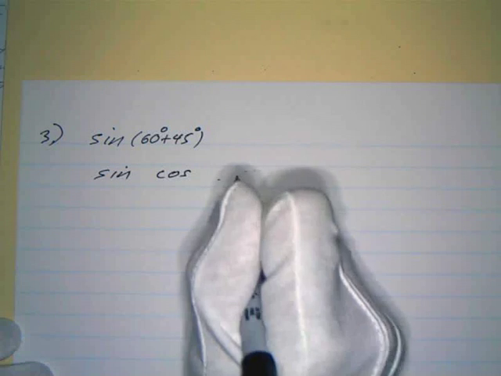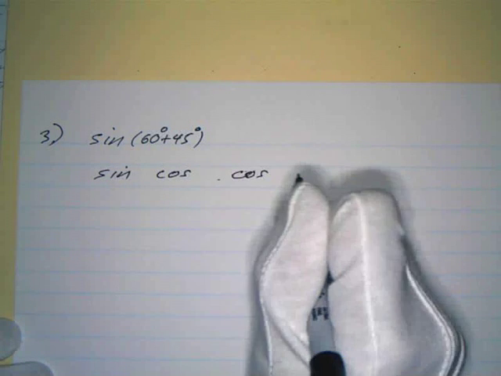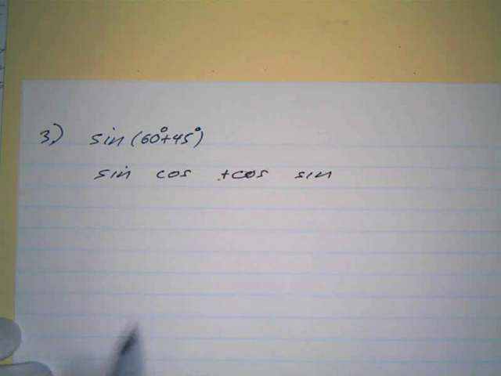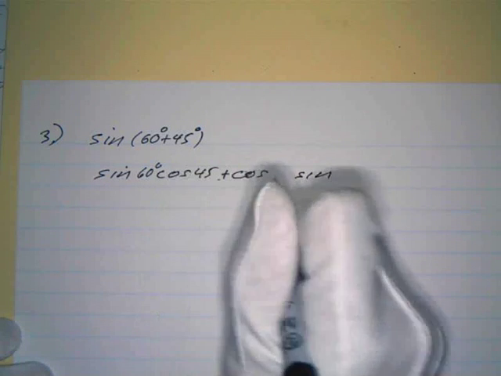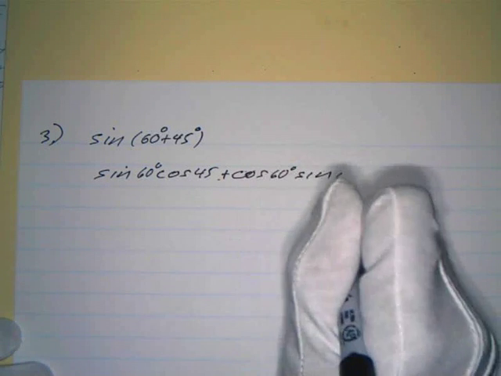So we know that this is equal to the sine, cosine, cosine, sine. And they have the same sign. Remember, sine and sum both start with S. And then we can just put our 60 degrees and 45, 60 and 45.